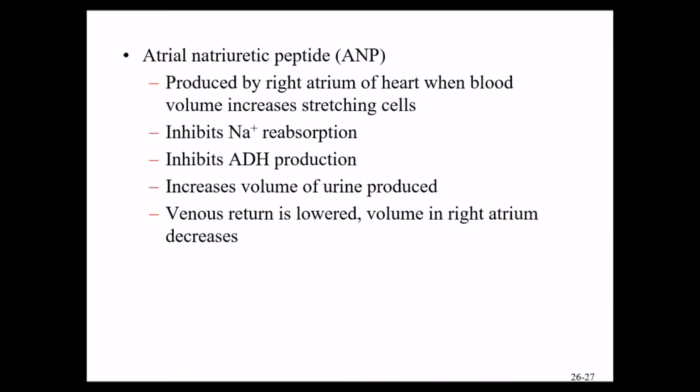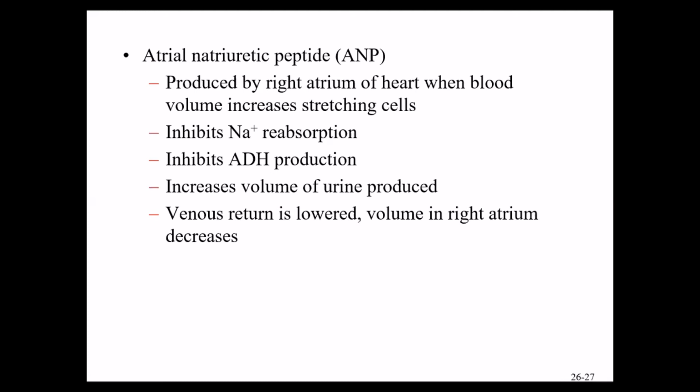Another hormone that we've talked about before is ANP, atrial natriuretic peptide. I just listed some of those notes that we've looked at before here. It is produced by the right atrium. We've talked about that whenever the blood volume increases, it increases the stretching of those cells inside the right atrium.